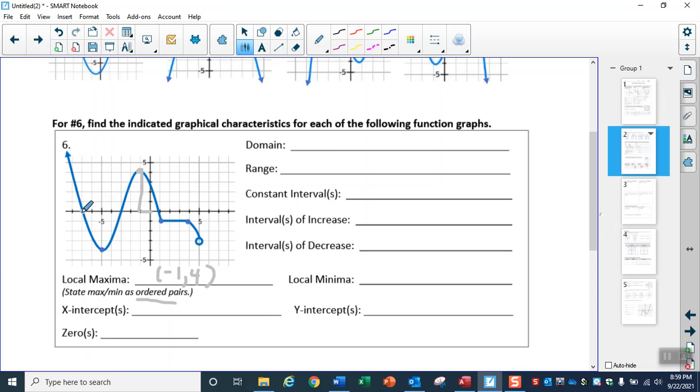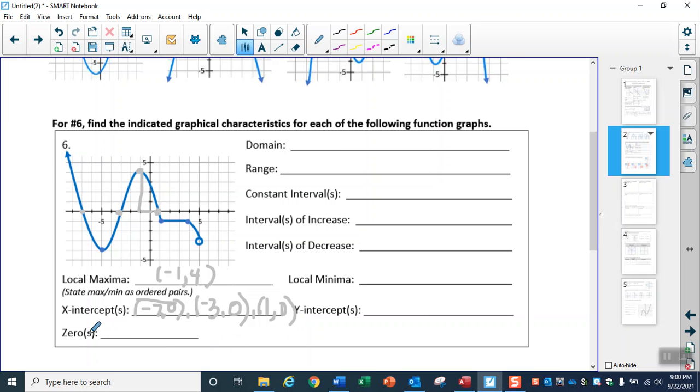X-intercepts, well, I've got 1 here, 1 here, and 1 here. That's on the x-axis. So I'm going to do this as an ordered pair. So that would be -7 with 0 for my y. And then this one would be -1, 2, 3, -3 with 0 for the y coordinate. And then this one is +1 with 0 for the y coordinate.